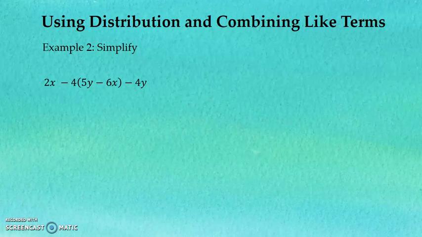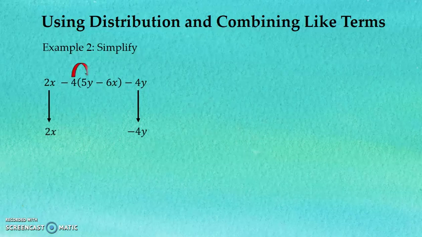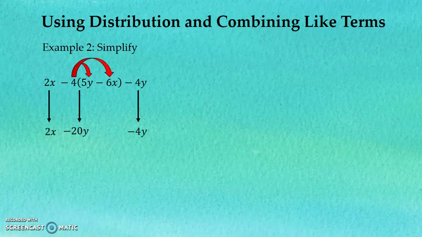Example 2. Simplify the following. Now 2x and minus 4y in this example are not part of the distribution, so we can simply drop them down. Minus 4 times 5y is minus 20y. Minus 4 times minus 6x is plus 24x.